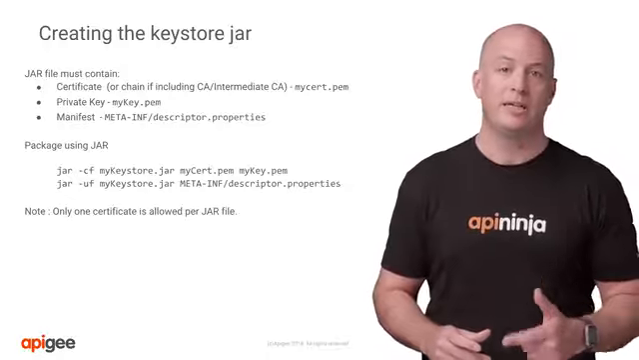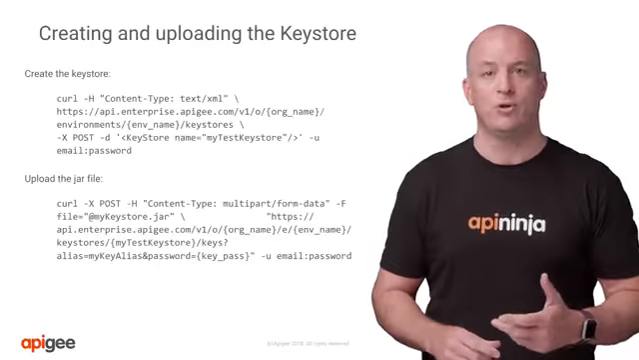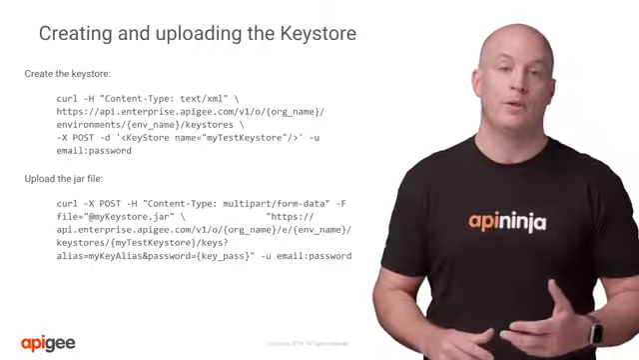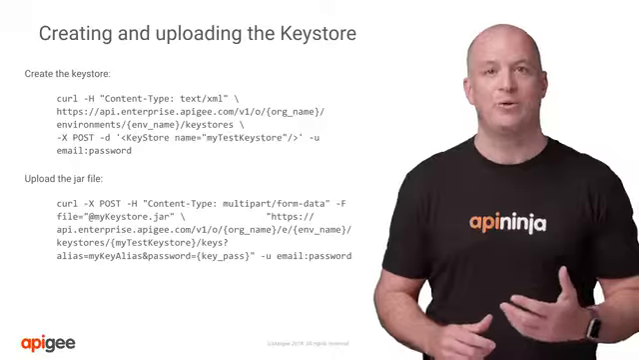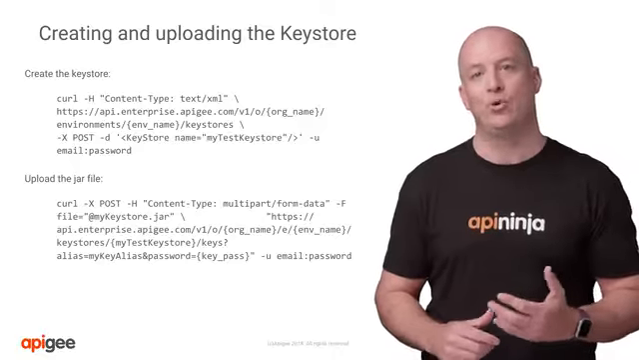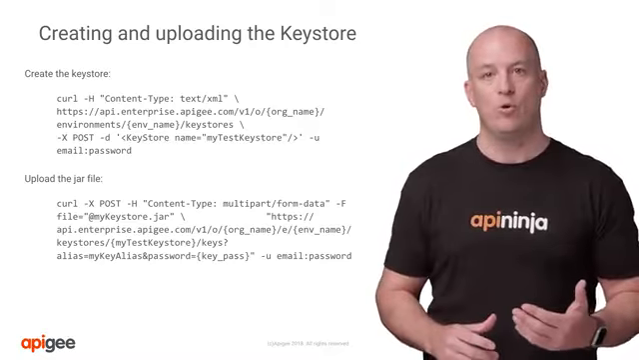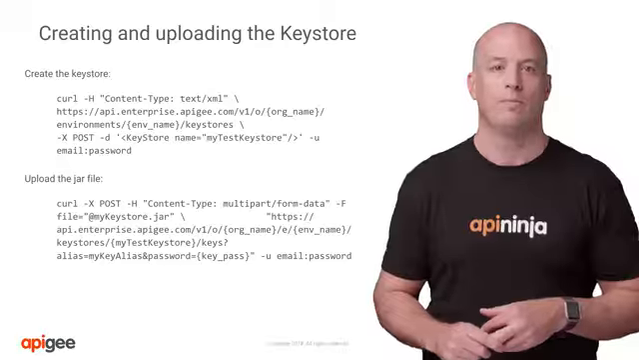It's worth noticing at this stage that you can only have one certificate per key store. To create the key store, we make a Management API call as shown on the screen. The call is a POST because we're creating something new, and it takes an XML string as its payload containing the key store name. You can see that the call is made and it references the organization name and environment name the key store should be created for.